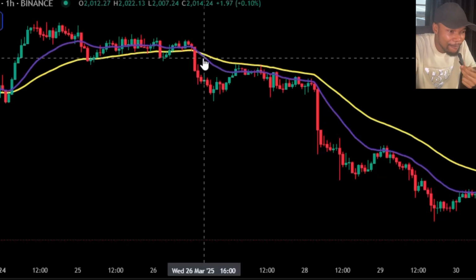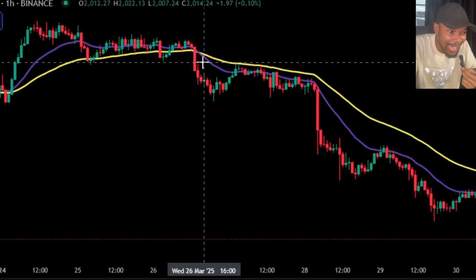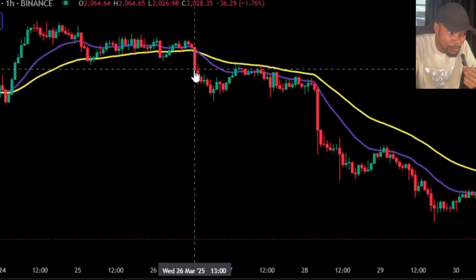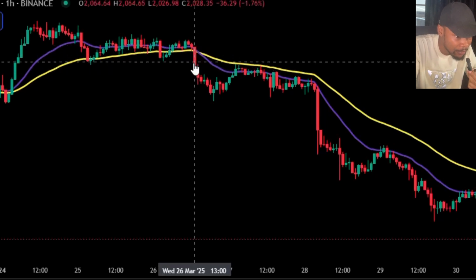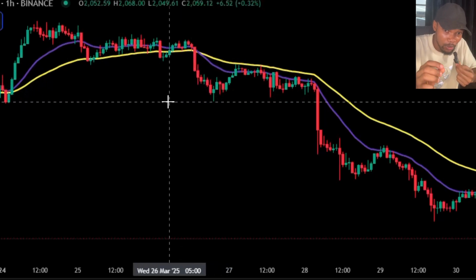Now, I mentioned that after the cross, we are looking out for a red candlestick that has no bottom tick, which is this guy. This guy has no bottom tick, and this was a very good sign that we can enter the trade.